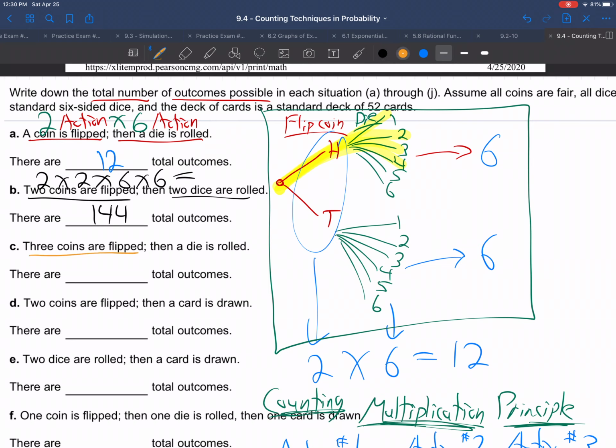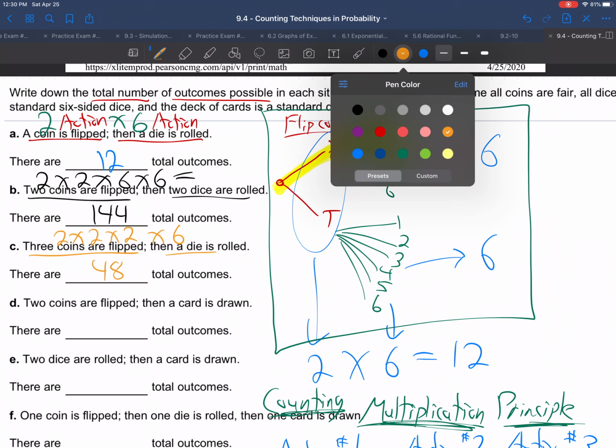Let's try another one. 3 coins are flipped. Every time you flip a coin, there's 2 possible outcomes, heads or tails, heads or tails, heads or tails. There's 3 coins being flipped, and then a die, a single die, 6 possible outcomes. Multiply those together, and that comes out to be 48. 8 times 6, 48.